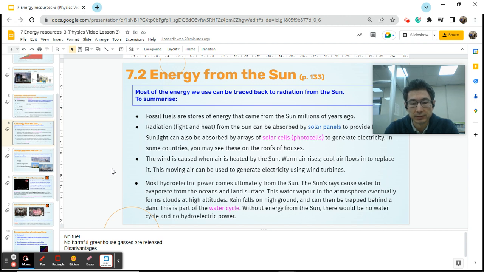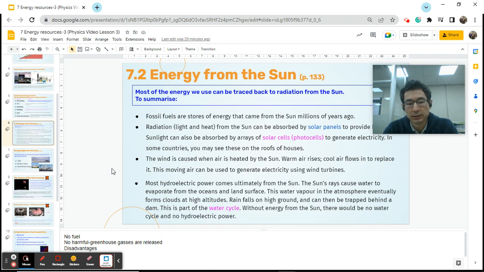And the wind again is caused when air is heated by the sun. Warm air rises, and cool air replaces it, and that movement generates wind. As I talked about, the kinetic energy of the air turns turbines, and turbines generate electricity.